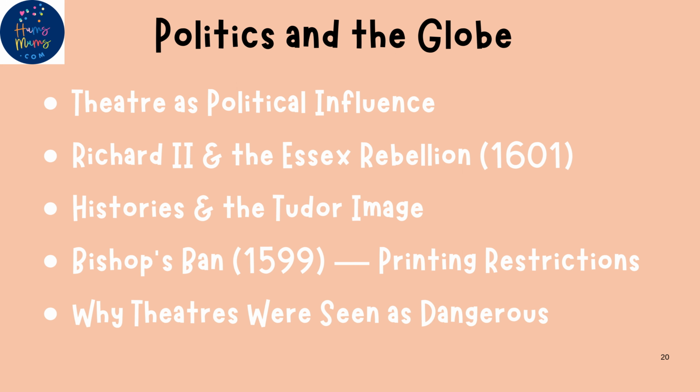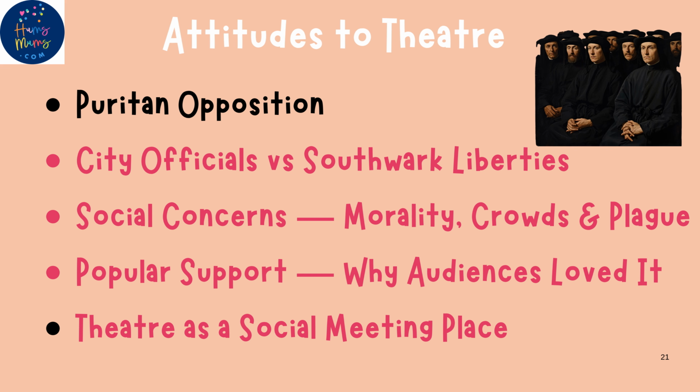So why were theatres seen as dangerous then? Well, authorities feared theatres because they attracted large crowds. Crowds could riot, plague could spread, political rebellion could be encouraged, criminals gathered there, satirical plays could mock officials, public opinion could shift quickly, and this tension shaped the Globe's entire history. So there was opposition to the theatre, the Puritan opposition.